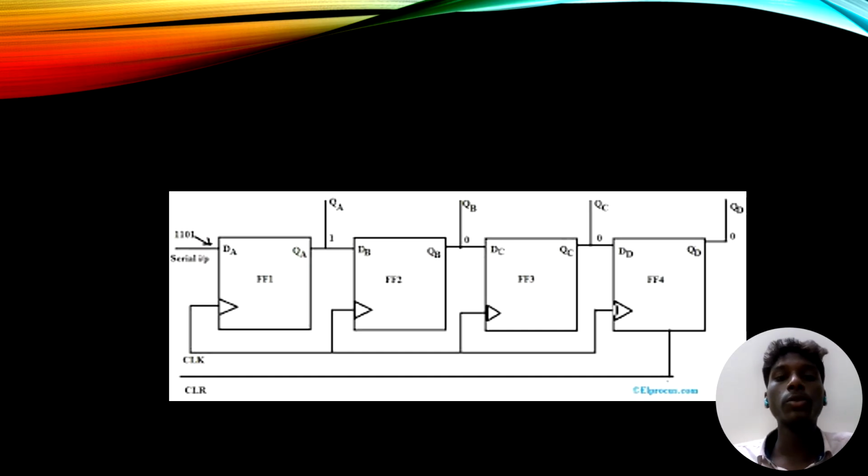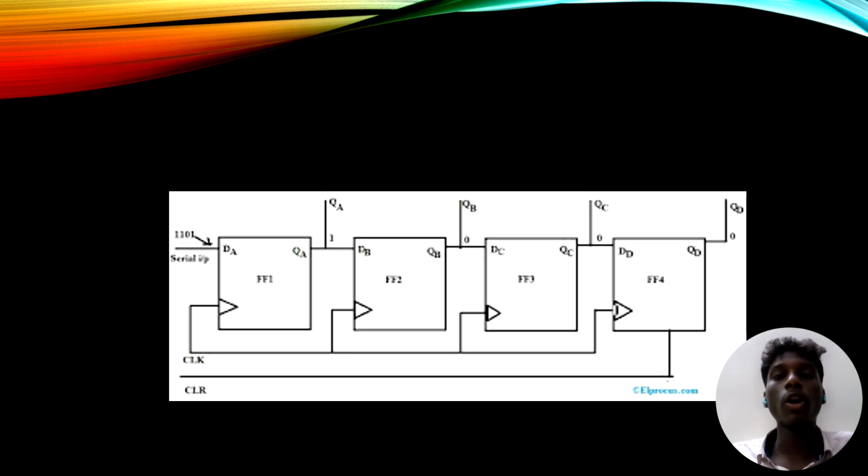Here the circuit consists of 4 D flip-flops labeled as FF1, FF2, FF3 and FF4. Each flip-flop can store one bit of data, either 0 or 1. All flip-flops share a common clock CLK line, ensuring synchronization. There's also a clear CLR input used to reset all outputs to 0 before loading new data.